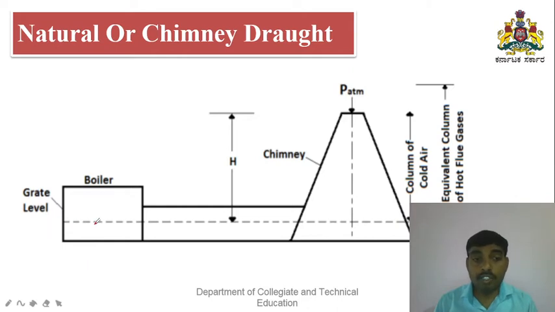The grate level is here. Because the furnace is here, the burning will occur only in this place. Once the flue gases are formed by combustion of the fuel in the boiler, they flow to the chimney. In this direction they will flow to the chimney and move upward.